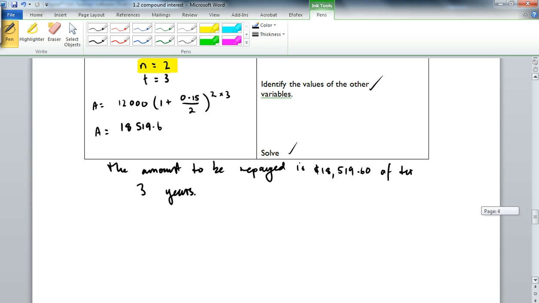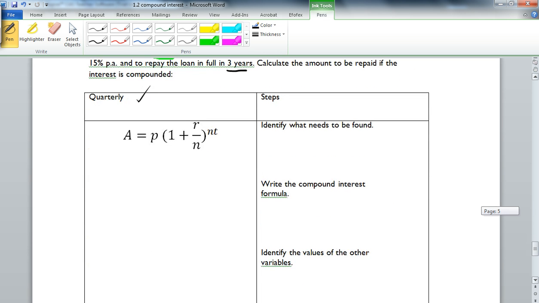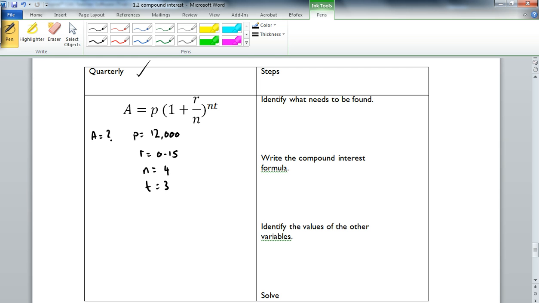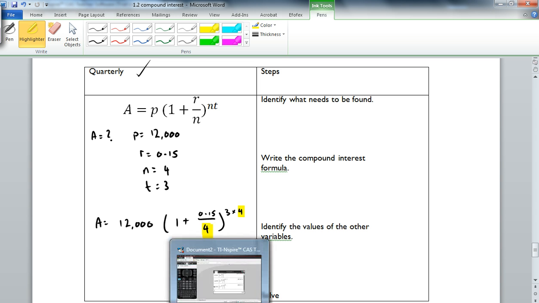Okay, we'll have a quick look at the last example. So it's the same question, but this time we're doing it quarterly. Okay, so the amount is what we don't know. The principal is again the same, 12,000. The rate is 0.15. So this time we're doing it quarterly. So the number N, which is the number of periods per year, is going to be 4. Right? So we put in 4 there. We put this into our formula. So this time you can see that we've got the number of periods in each year is 4, so that's going to affect it. So we'll come across here to our calculator.